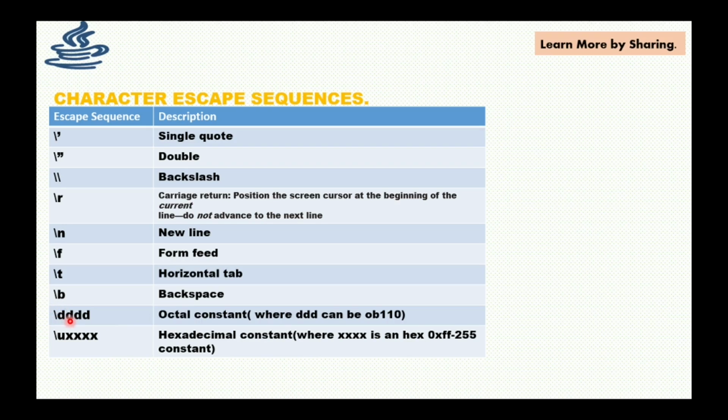We have this \ddd, which is the octal constant, where d can be in the form of an octal value. Then 0b means this is an octal constant. We also have \uxxx, which is a hexadecimal constant that can be written in this form. So 0xff is just the same as the constant 255. So these are the escape sequences that you can use in your Java program.